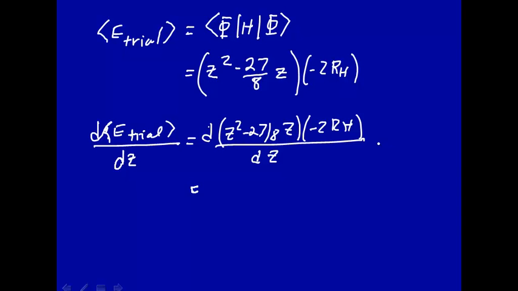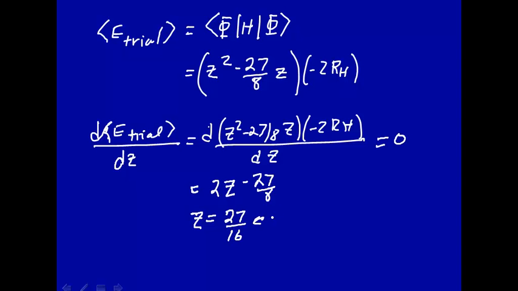We want to set that equal to 0, and the value of z which sets that equal to 0 is the value that minimizes the energy with respect to z. We go ahead and do that, and with respect to z we get just 2z minus 27/8. The constant comes out and you can get rid of that because it's equal to 0. Solving this equation for z, z is equal to 27/16. Huh, that's kind of weird.